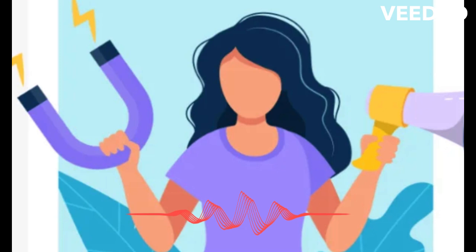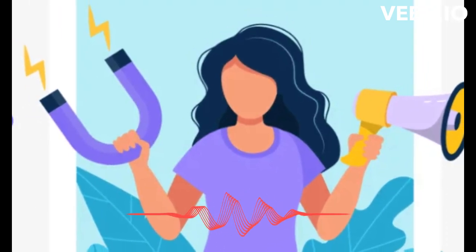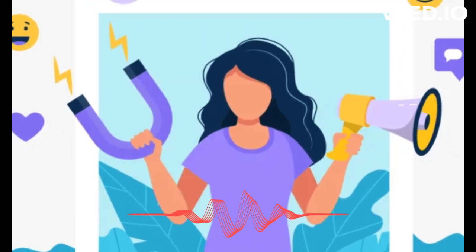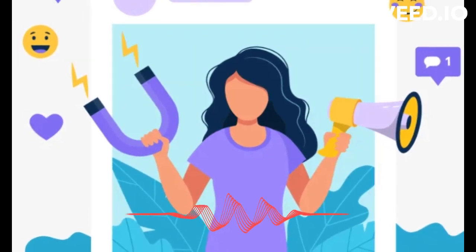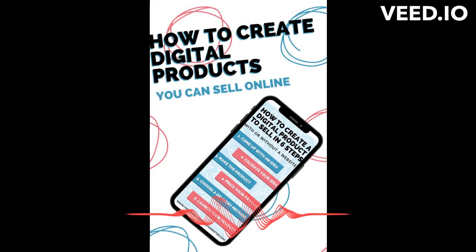Influencer marketing. Influencer marketing involves partnering with individuals who have a large following on social media to promote your products or services. Influencers can use their platforms to create sponsored posts, reviews, or other types of content that promote your business and drive sales. Creating and selling your own digital products.